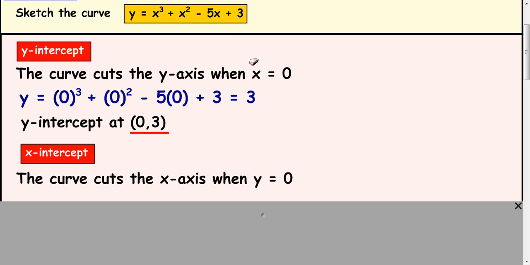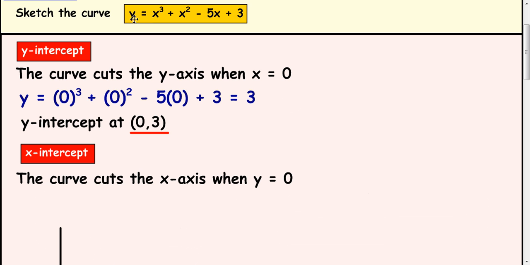The x-intercept in this occasion cuts when y is equal to 0. So we end up having this situation here, and in order to solve this and find the values of x we need to use synthetic division. This is the change from the differentiation curve sketching.